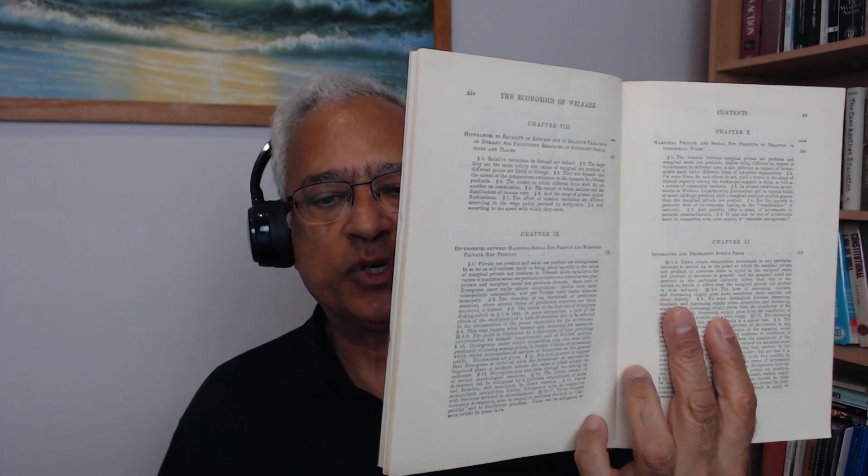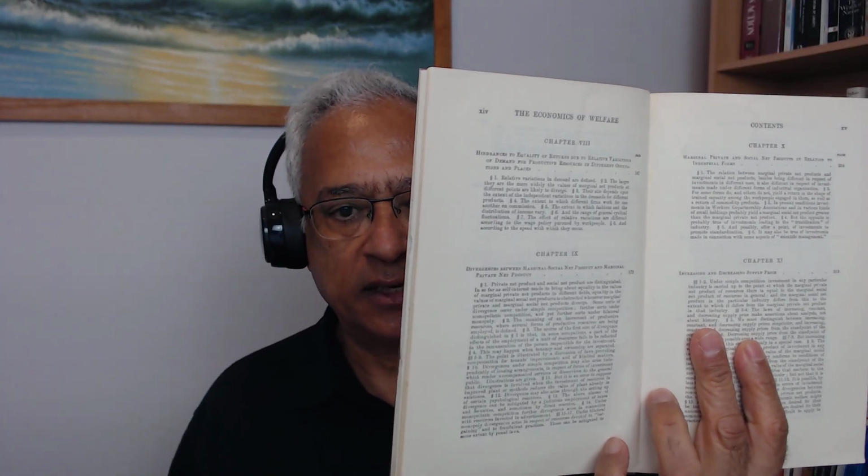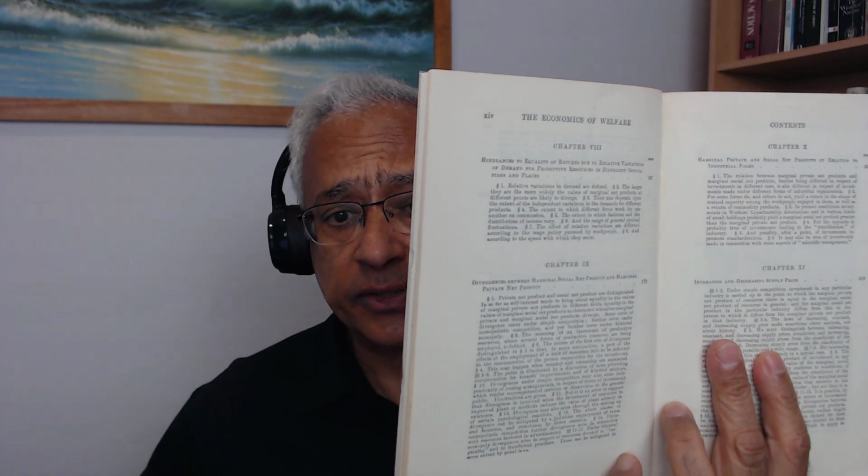And from there, he goes on to the theory of externalities. So chapter 9 is this one: the divergence between the marginal, social, and private product, which is the argument of inefficiency.